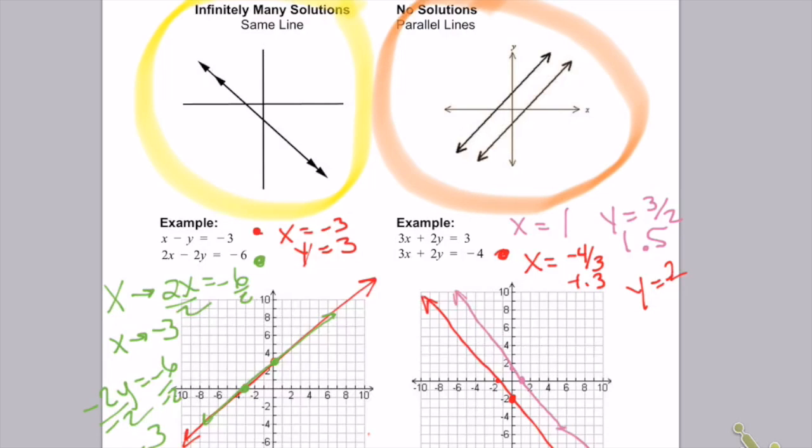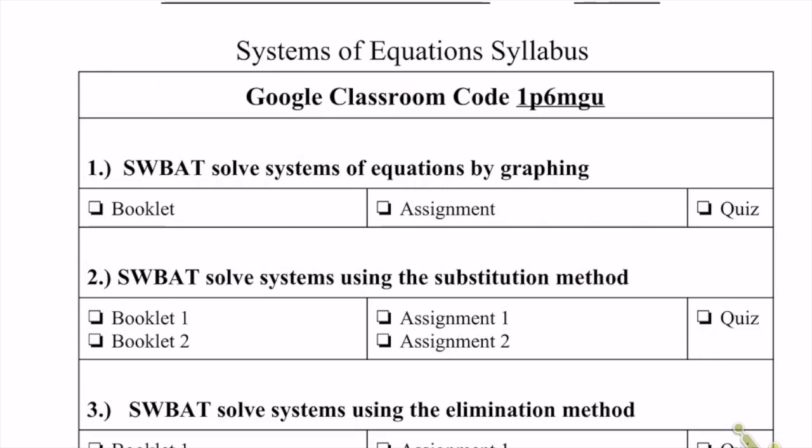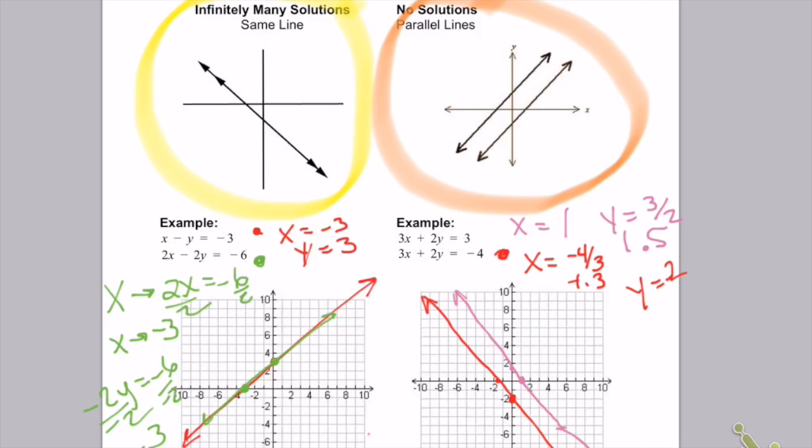All right, perfect. So let's go ahead and go to our front page and check off our first objective. We did it. We graphed them with infinitely many solutions or no solutions.